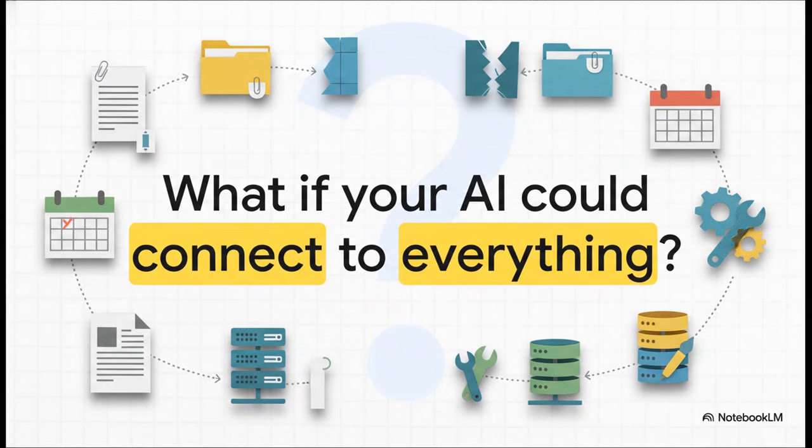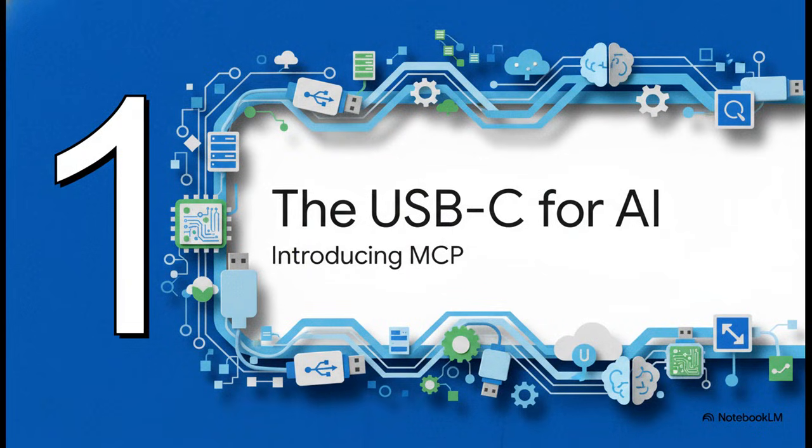I mean, just imagine for a second. What if your AI assistant wasn't just stuck inside one little chat window? What if it could seamlessly and securely connect to all your stuff? We're talking your files, your calendar, your databases, and all the special tools you use every single day. It'd be a world with no digital walls, where your AI could actually understand your context and help you get things done. Well, that super connected future is exactly what the Model Context Protocol, or MCP, is being built for.